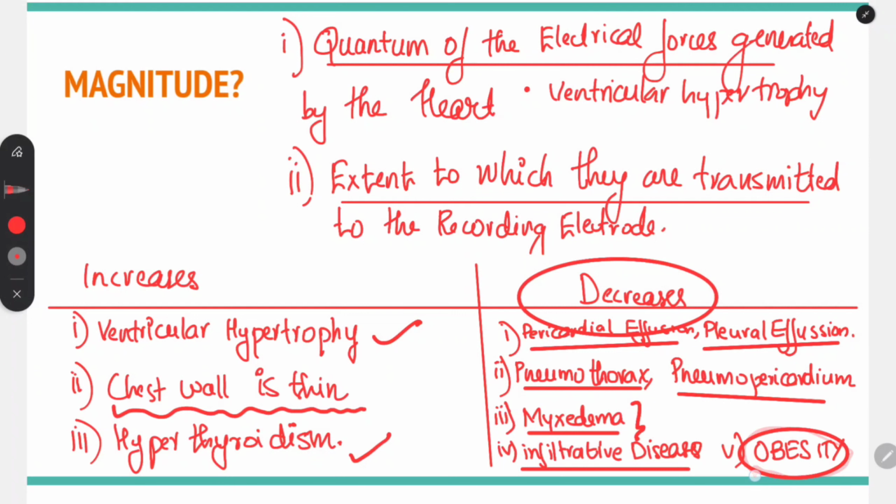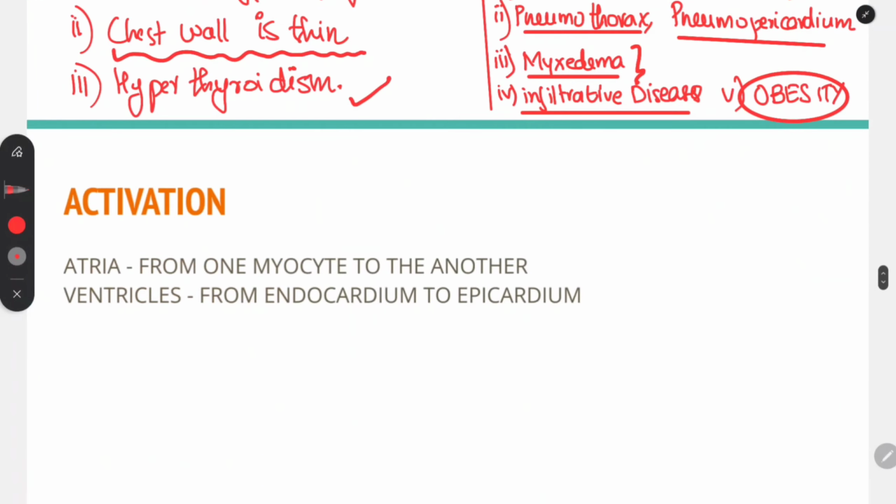As I said earlier, if the patient is obese, there is presence of a lot of fat tissue between the cardiac tissue and the recording electrode. This decreases the extent to which the electric vector is transmitted to the recording electrode. So it decreases the magnitude. Hope it is clear for everyone.